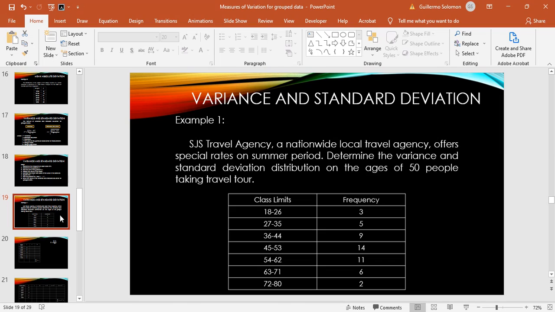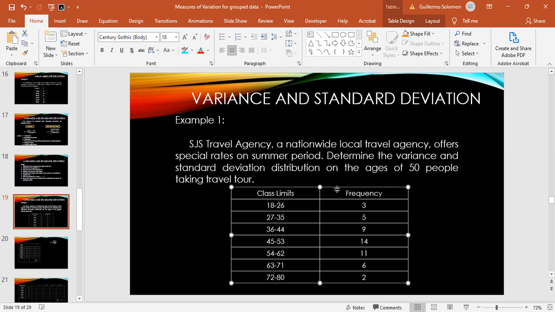So example number 1 here says that SGS Travel Agency, a nationwide local travel agency, offers special rates on summer period. Determine the variance and standard deviation of the distribution of the ages of the 50 people taking the travel tour. Okay? Ito na ngayon ang frequency distribution na naka-indicate. So let us now transfer it dito sa column na to.